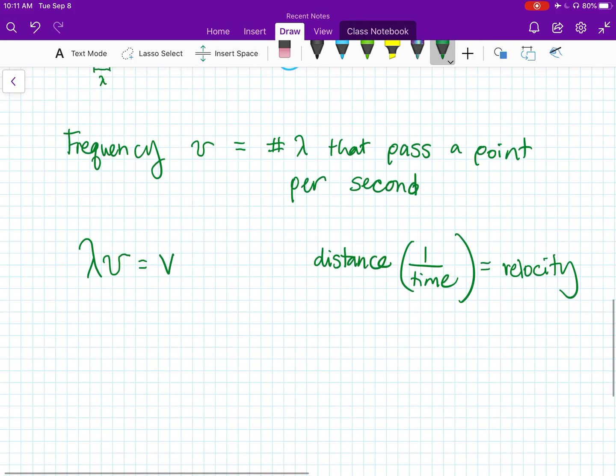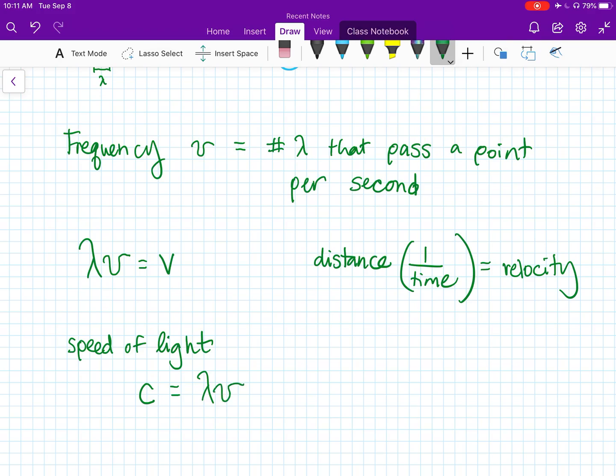However, this velocity is very special. If we're talking about light energy, specifically, we are talking about a very special velocity called the speed of light. And instead of a V, I am going to call that a C, because it's a constant, the speed of light. So we can define this very important equation, which is that the speed of light is equal to the wavelength of light times the frequency of the light.